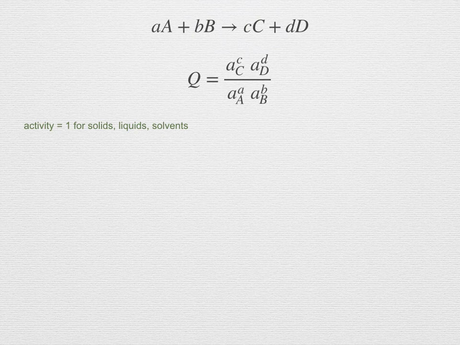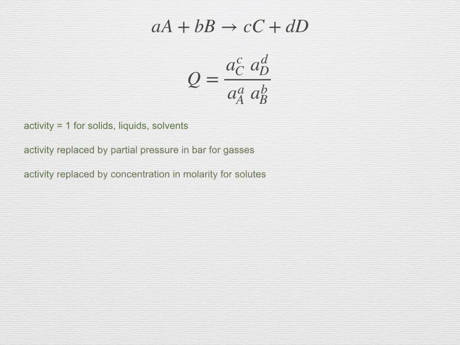Gases appear as their partial pressure measured in bar, and solvated species appear as their concentration in molarity. Solvents are treated as pure liquids and so do not appear in the expression for Q. Recall that while we use the numbers for bar and molarity, the units do not appear in Q because they have been cancelled by the reference state condition. Just put in the numbers.